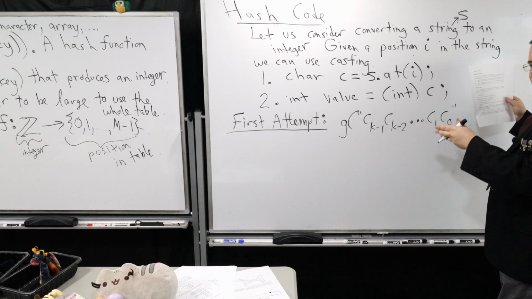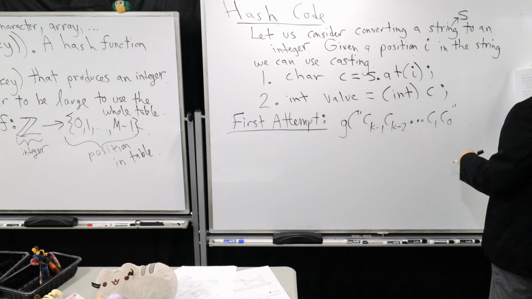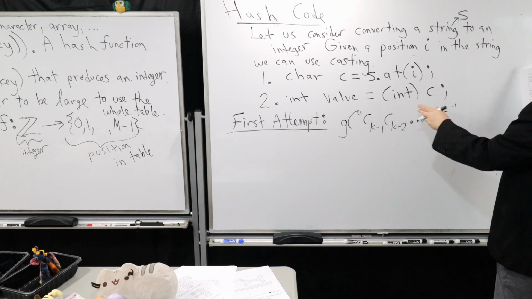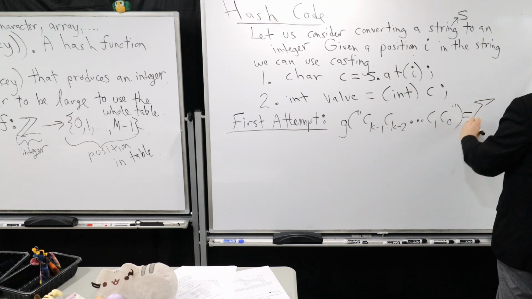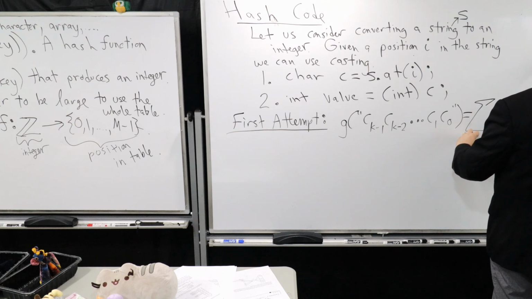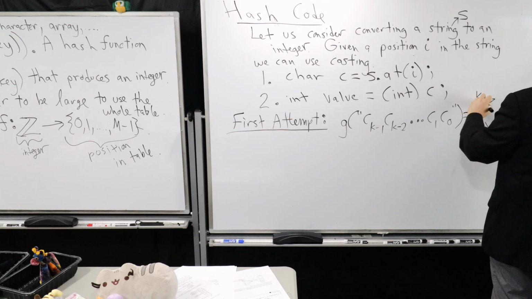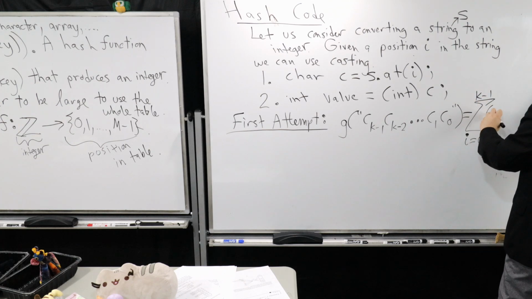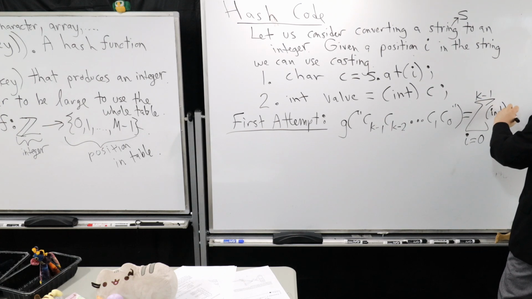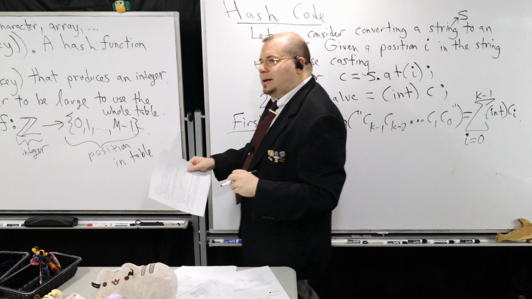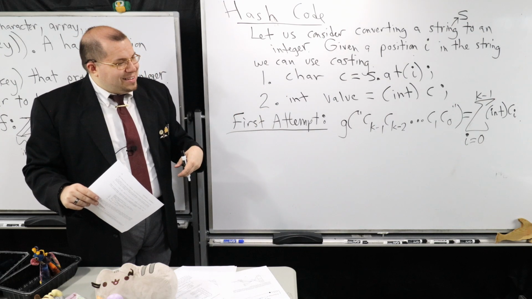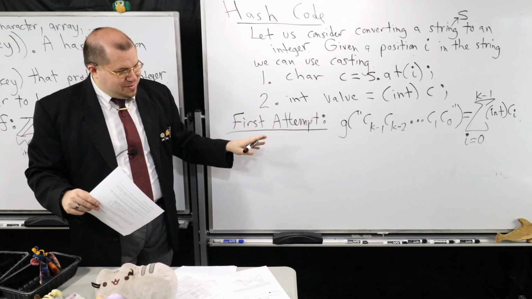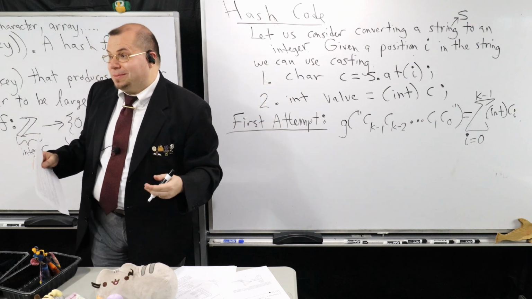These are just notation for each one of the symbols. This is each one of the characters in my string. So imagine this is the string I give as input. Here's an idea for how we can compute an integer. I'm going to go through all of these characters, take each one, cast it to an integer, and just add them up. This is my first attempt at determining a hash code.